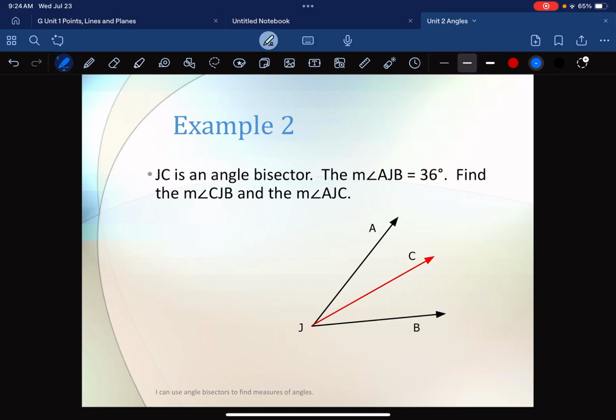So again, JC, little arrow on the top there. JC is an angle bisector. This time the measure of angle AJB is 36. Find the measure of CJB and AJC. Give that one a try.